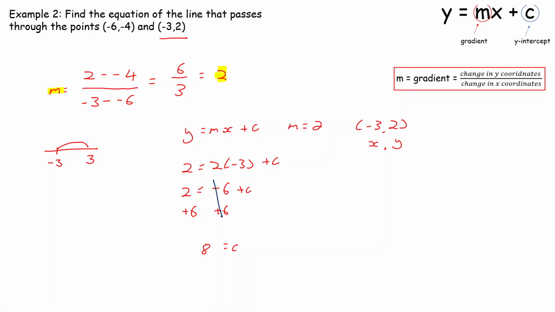So my c value is equal to 8, which I could write the other way around as 8 equals c. They mean exactly the same thing. And check it: is minus 6 add 8 equal to 2? It is. Good. Therefore, the equation of my line is y is equal to my m value, which is 2, so 2x, plus my c value, which is positive 8, so plus 8. That is the equation of my line that passes through the coordinates (-6, -4) and (-3, 2).